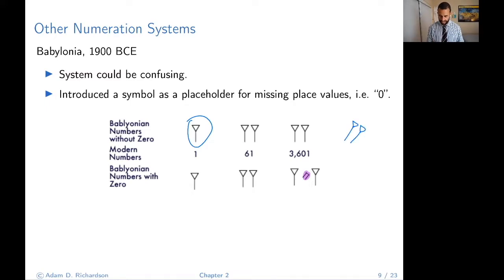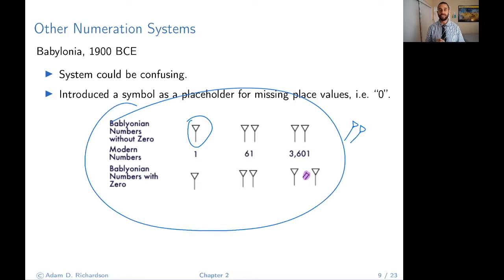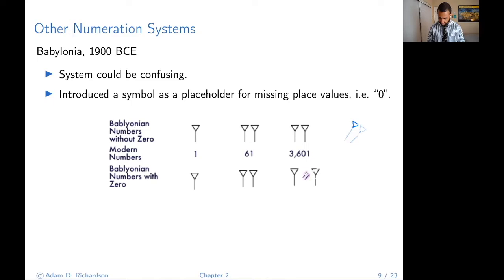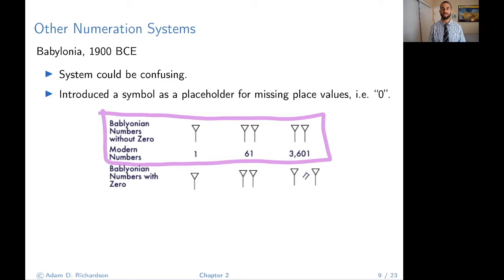There we go. And this whole little depiction here shows you why it could be confusing. So let's go ahead and take a look at what's going on right here. Right here on the top, these are the Babylonian numbers without 0 and the modern numbers written right below. So this is the quantity 1. This is the quantity 61. And this is the quantity 3601.